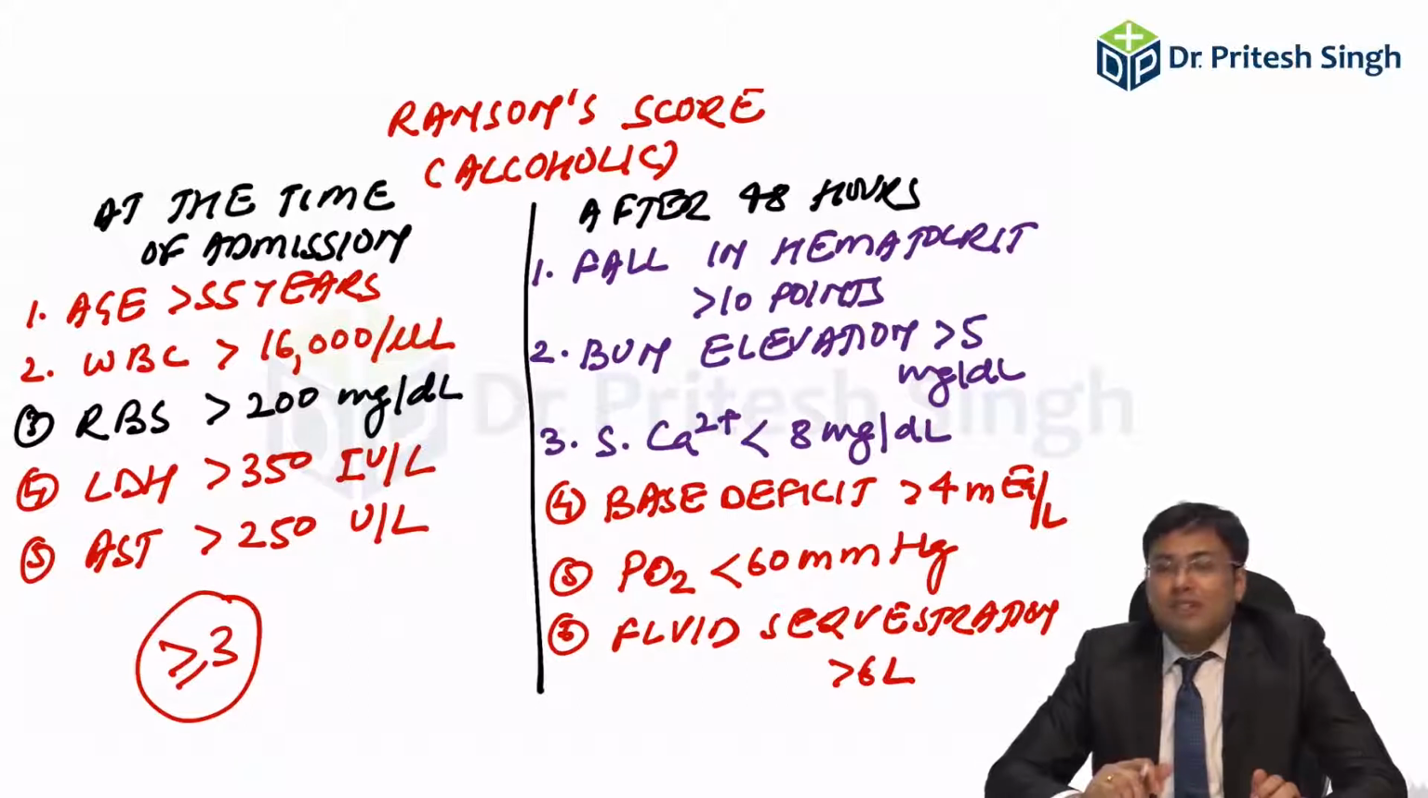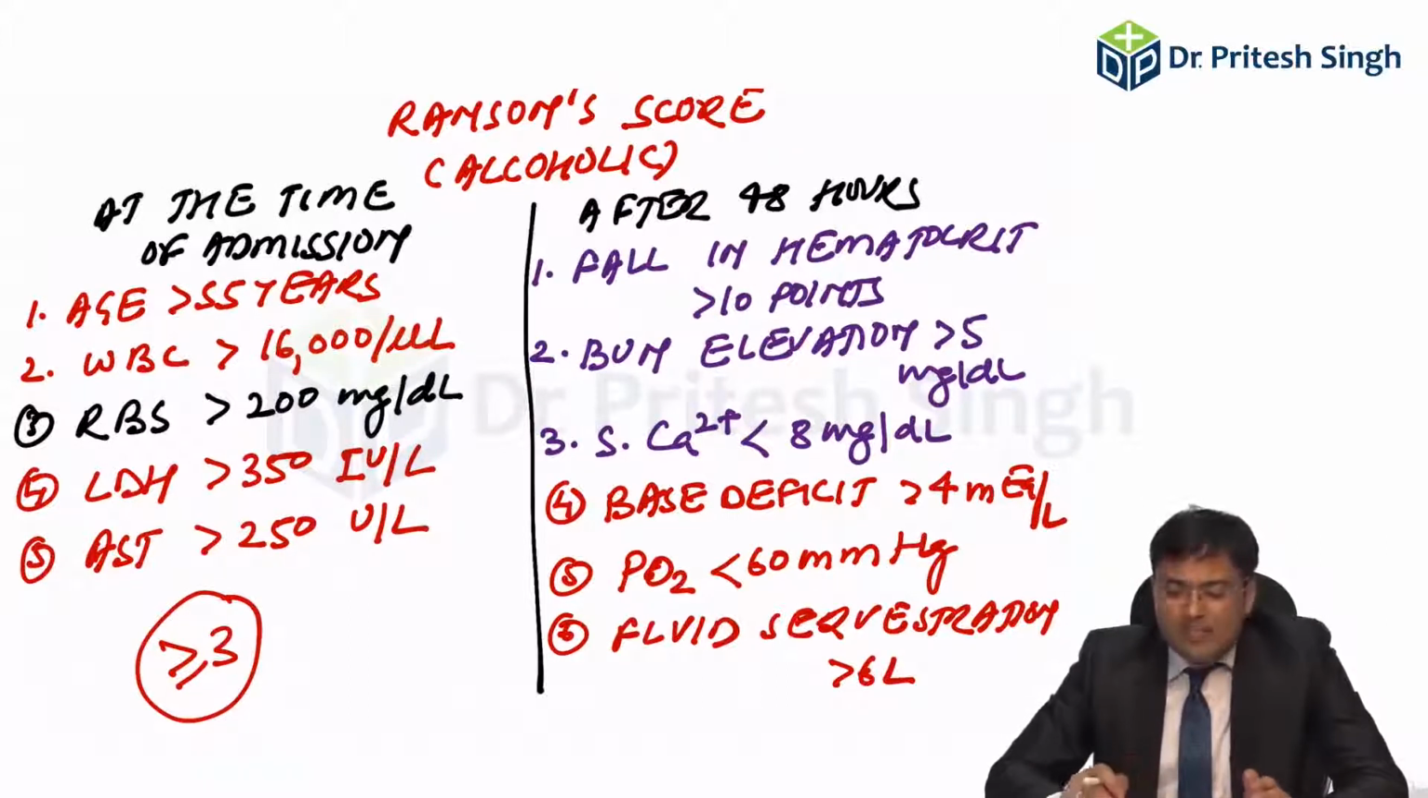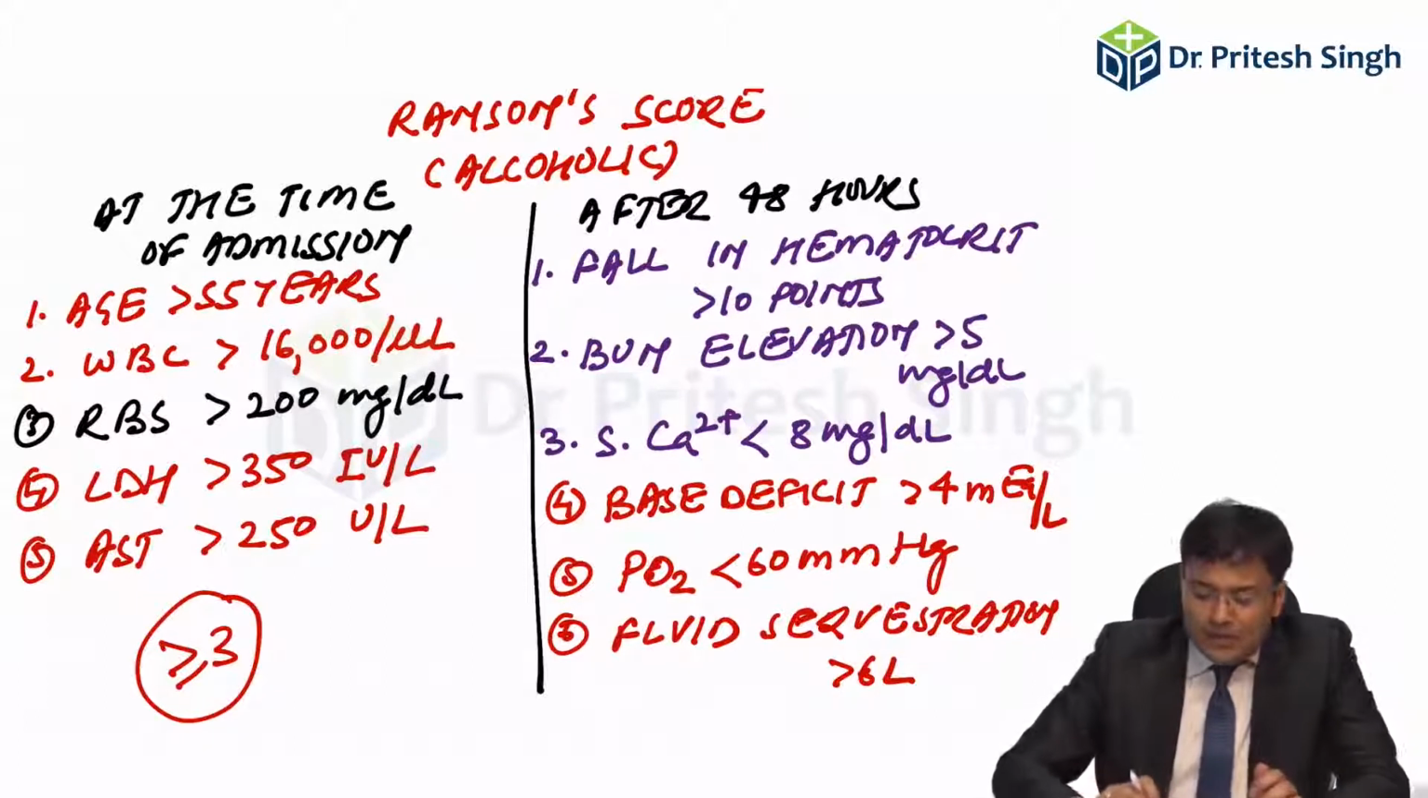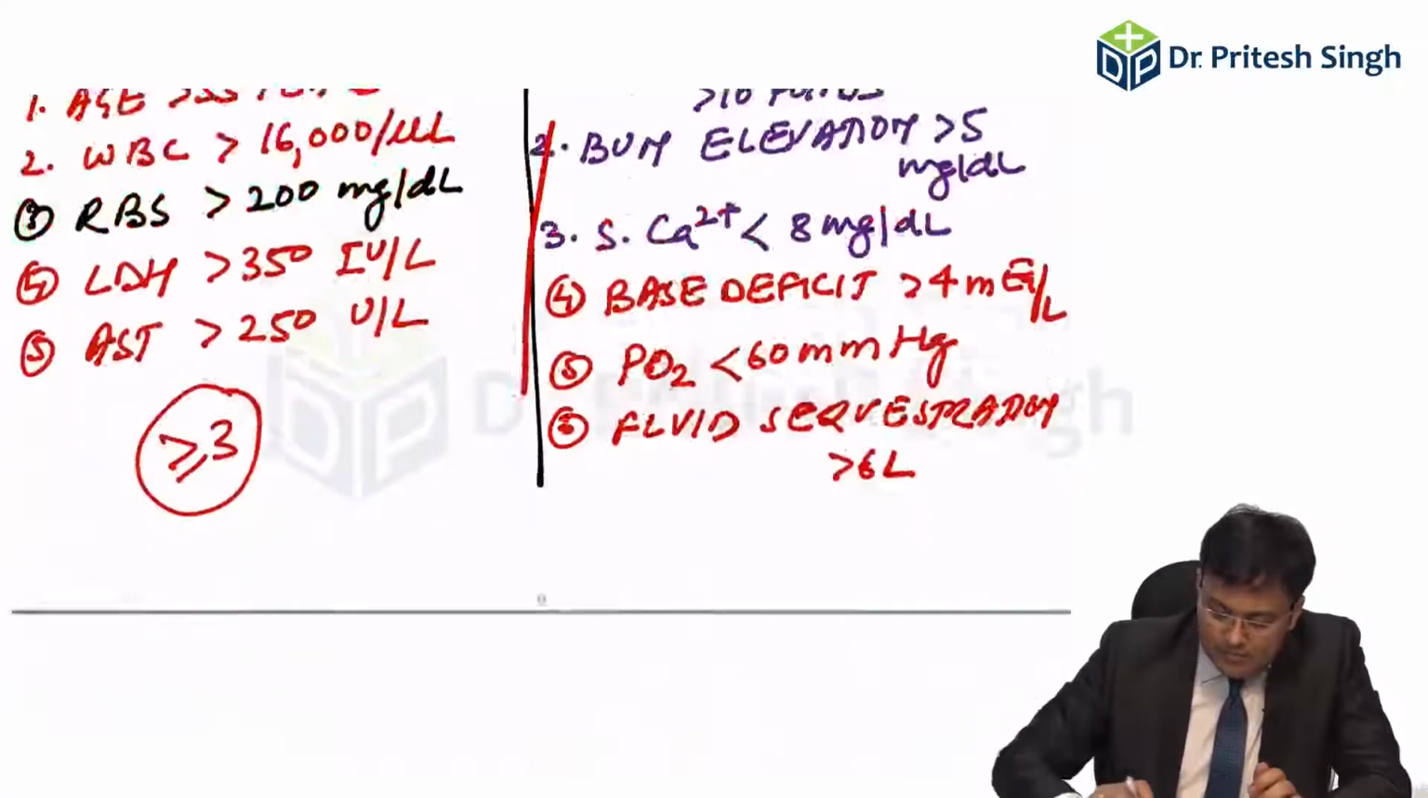What is the biggest problem for this Ranson score? Minimum 48 hours are required for complete evaluation of score. That's why it cannot be assessed at the time of admission. So you need the scores which can be assessed at the time of admission completely, like Bishop and Apache 2. These are very important and frequently asked nowadays. So what is Bishop score?